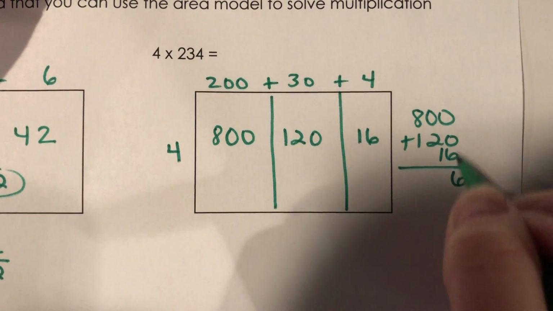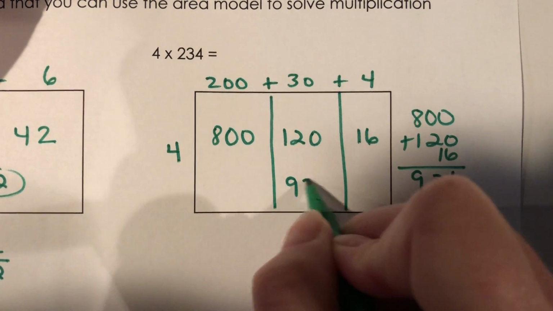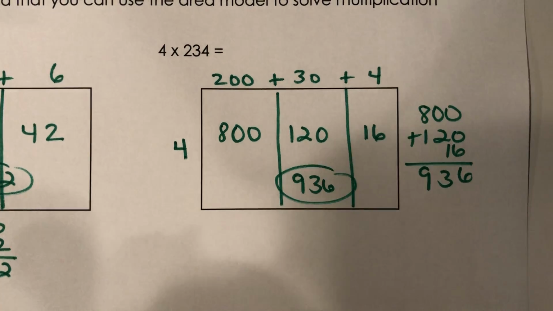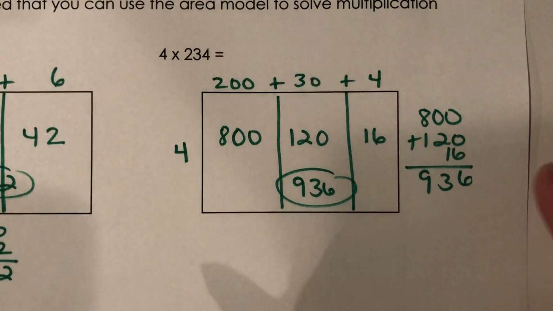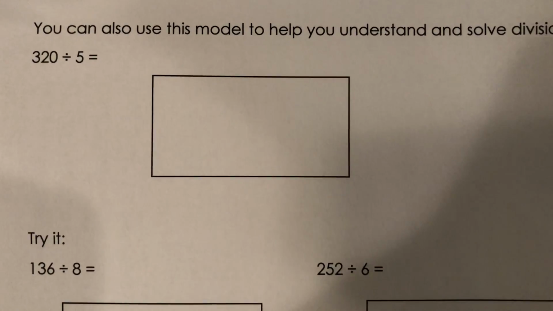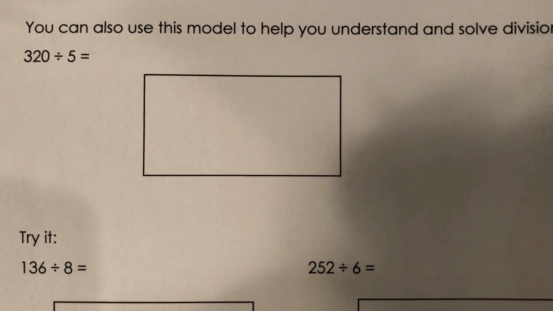So 0 plus 0 plus 6 is 6, 2 plus 1 is 3, 8 plus 1 is 9. That means the area of this whole thing is 936. Okay, so now we're going to apply this to division. All right, so flip over your page. It says you can use this model to help you understand and solve divisions as well.